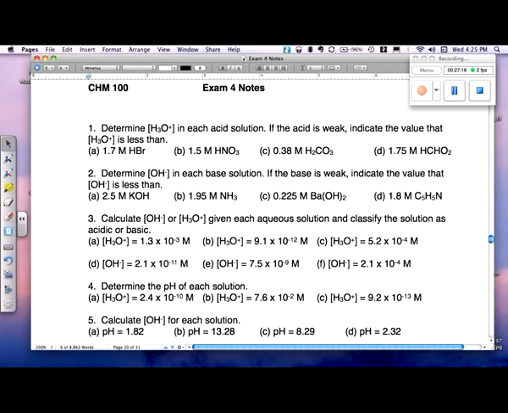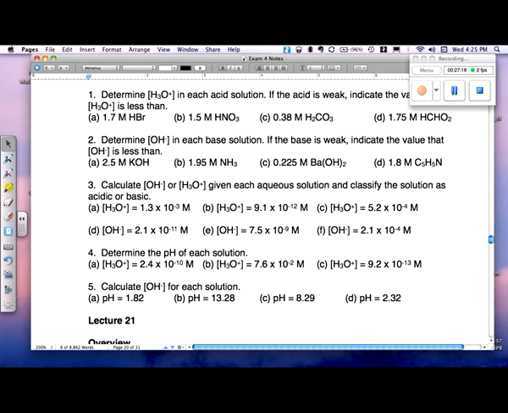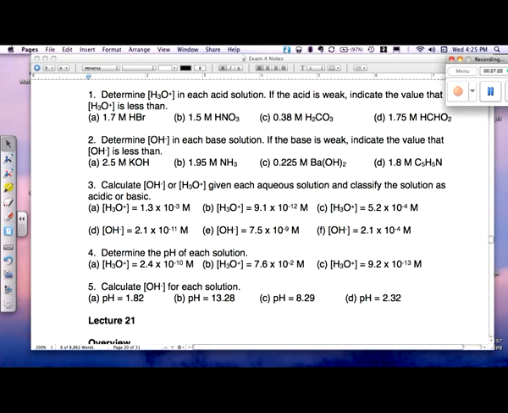All right, let's do some practice, putting into practice what we talked about, especially in terms of that diagram that has all the relationships between H plus and OH minus and pH and pOH and so on. Now, number 1: determine the hydronium ion concentration in each acid solution. If the acid is weak, because you have memorized your strong acids, indicate the value that H3O plus is less than. All right, so let's talk about that before we do any.